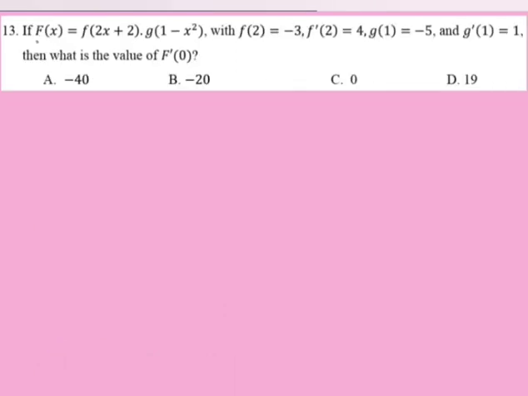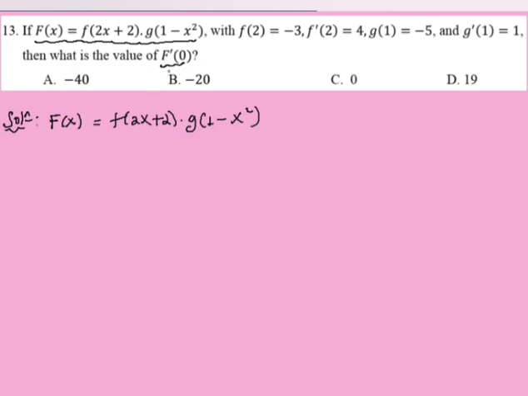If a function capital F is given in terms of other functions small f and g, which are compositions, then what is the derivative of capital F at 0? So it's very simple. Let's take the function first. Capital F is the product of small f times small g at some expressions.